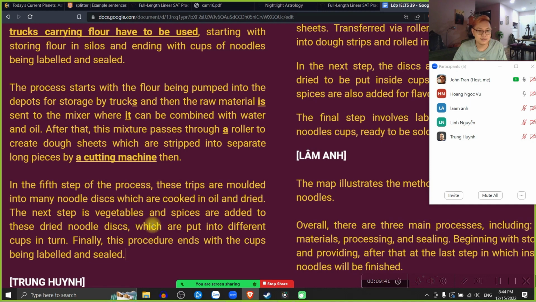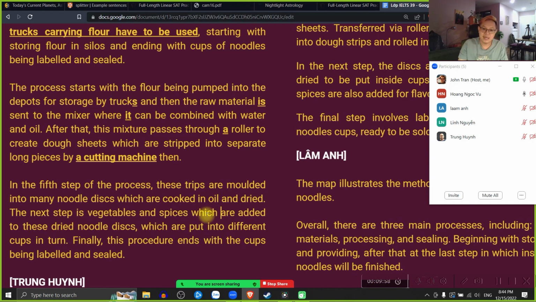The next step is vegetable and spices. Vấn đề về văn phạm nè. Grammar problem. The next step, chủ ngữ, this is subject, main verb, this is object. You should have another verb like this. Which are. Or that are. You can say which are added. Yeah. See, the AI cannot identify this problem. Which I added to these dry noodle discs. Không cần phải add được cho cái gì nữa. Because you are repeating the words noodle disc again.